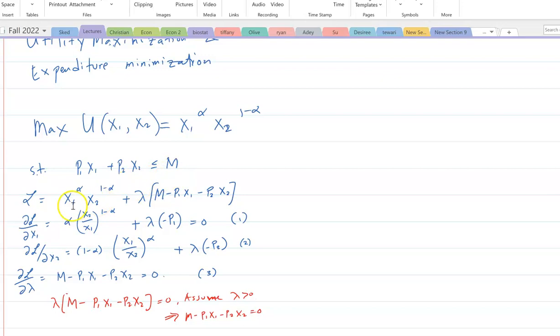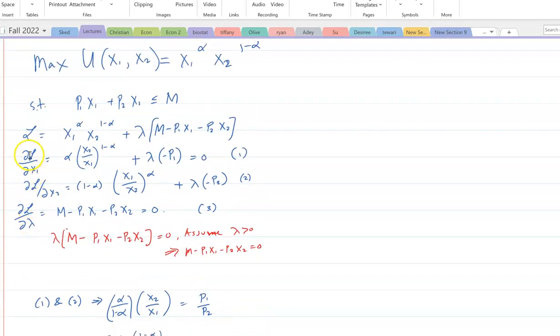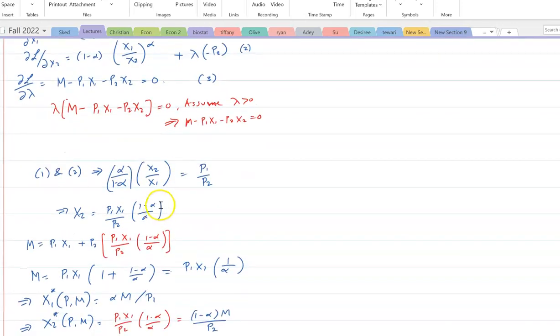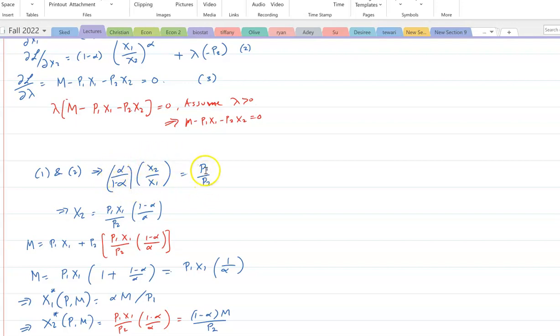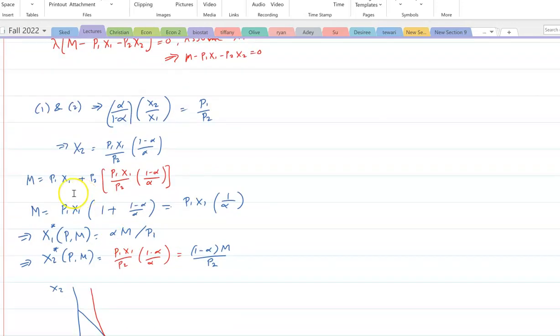So this is typical. We form the Lagrangian, and then we get the first order conditions, taking the derivative of L with respect to x1, x2, and lambda. If you combine the first two equations, you will get this. From there you should be able to find x2 or x1. Let's say you choose to solve for x2 and plug it into the third equation. If you do that, you can now solve for x1.